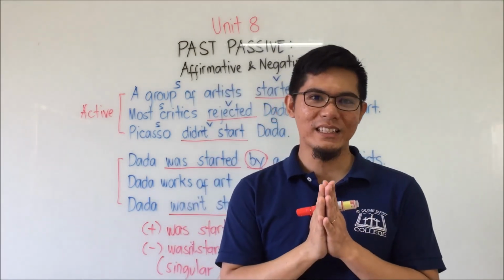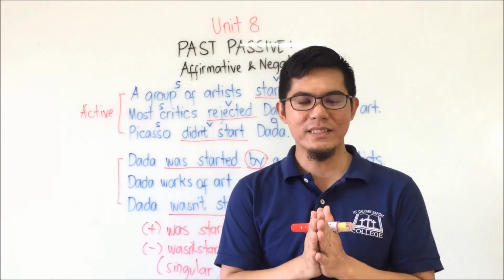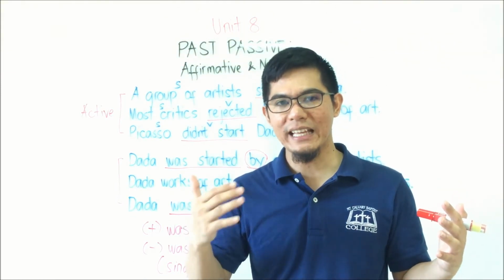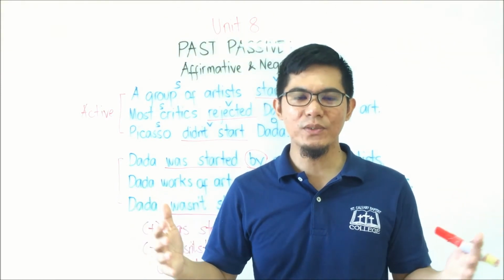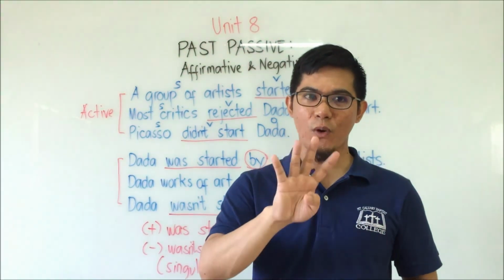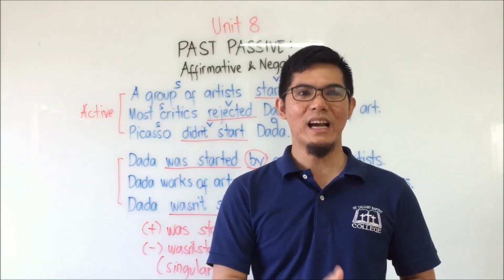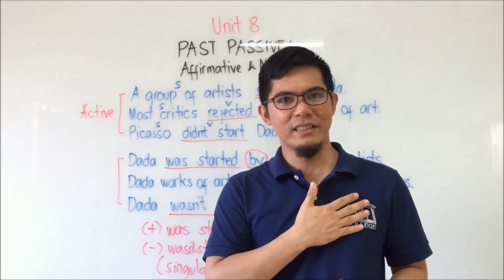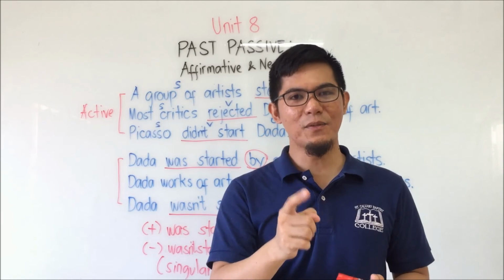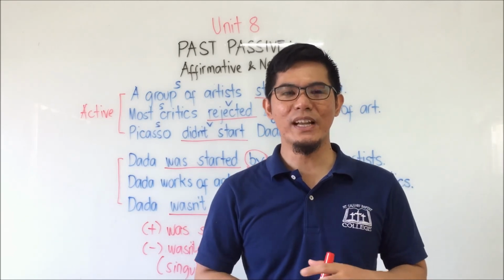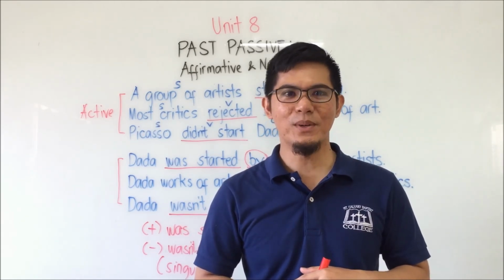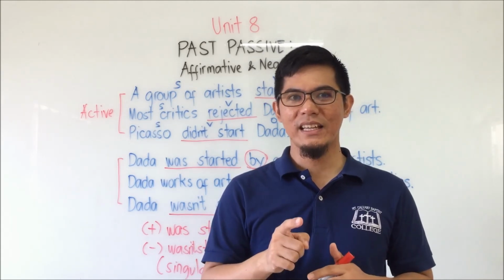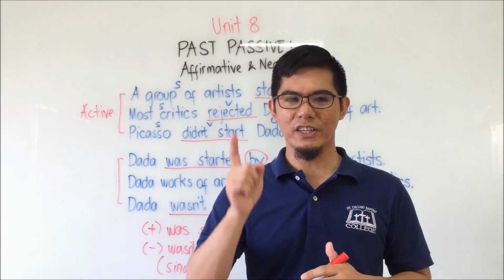I know it's not hard for you, but sometimes we just have to repeat. We just have to learn again and again. I want you to familiarize yourselves with these 4 rules: past passive, affirmative and negative. Memorize these 4 by heart. And in our next video will be your exercise number 1, lesson 3, exercise number 1.